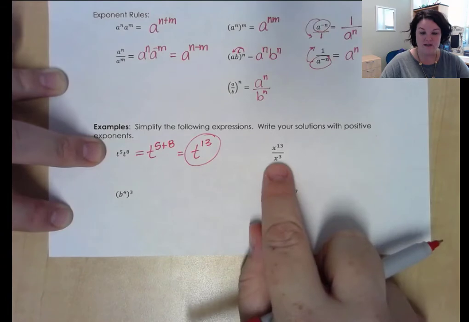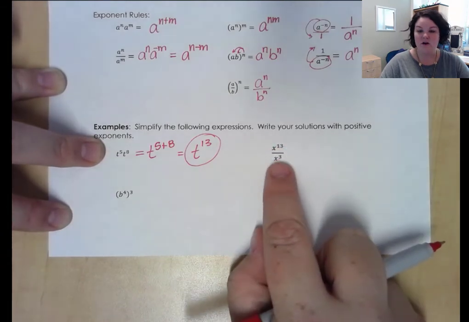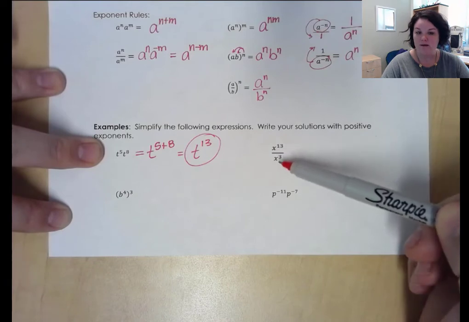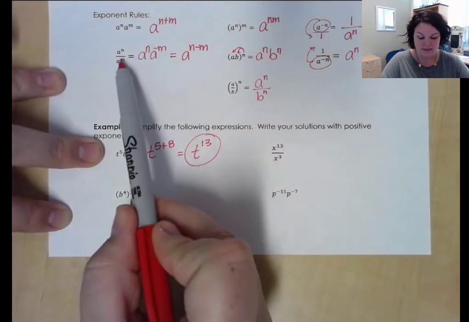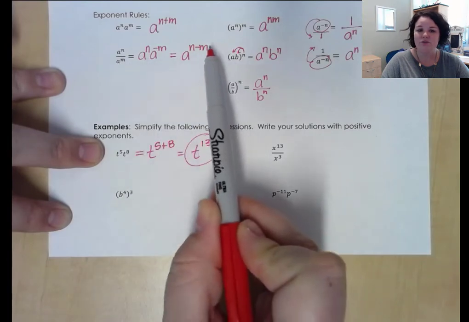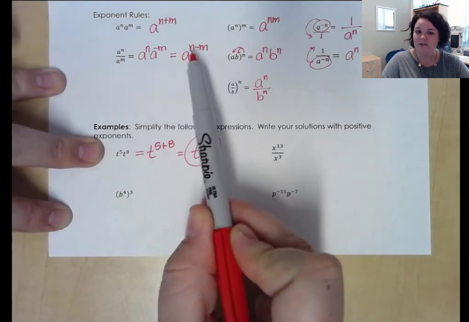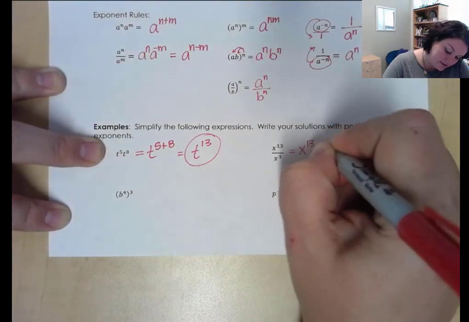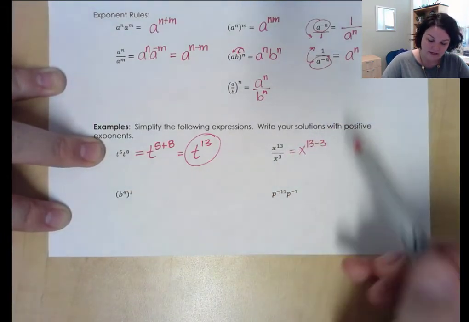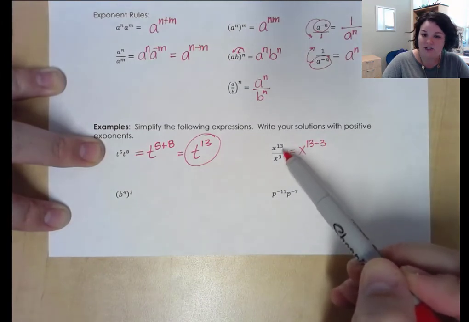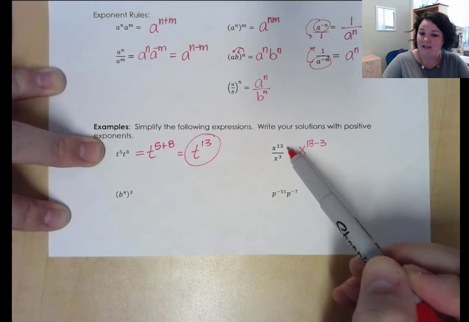Let's look at this next one. I have t to the 13 over t to the 3rd. So same base on top and bottom, right? So we have this property that says when we have the same base on top and bottom, we can subtract their exponents, right? Or subtract the exponent from the bottom. So this is going to give me t to the 13 minus 3, because when I bring this t cubed up to the top, it's going to change the sign of it, right, and become a negative 3.